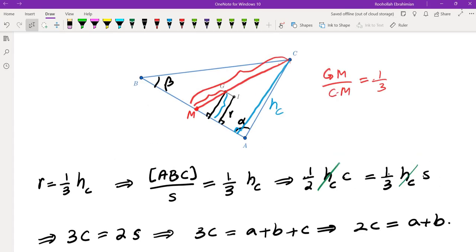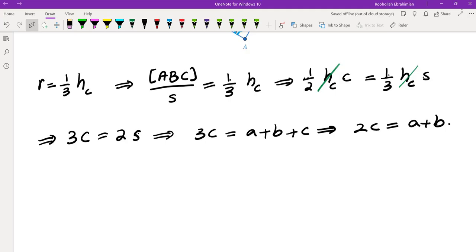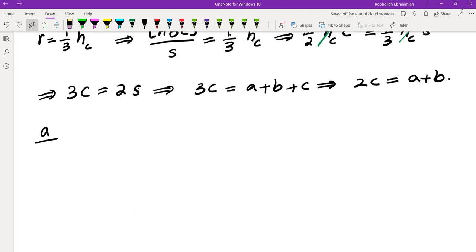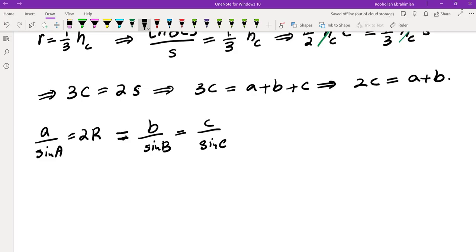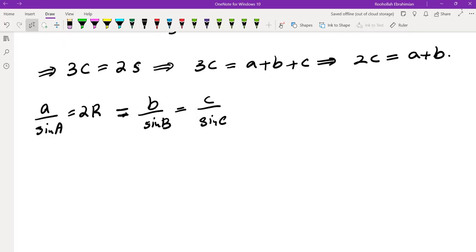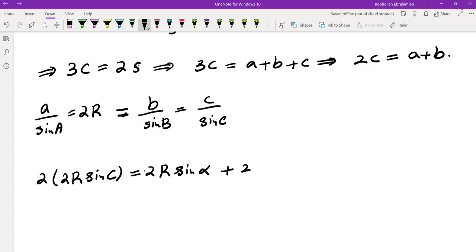Now we'll have to find a relation between angles. Well, since we are given a relation between sides, we can find a relation between angles by using the law of sines. So we know that a over sine A, b over sine B, and c over sine C are all equal to 2r. So we can replace each one of them using r and the angle. So we get 2 times c is going to be 2r sine C, a is going to be 2r sine A, I'm going to use alpha here, they gave us alpha, and 2r sine beta.